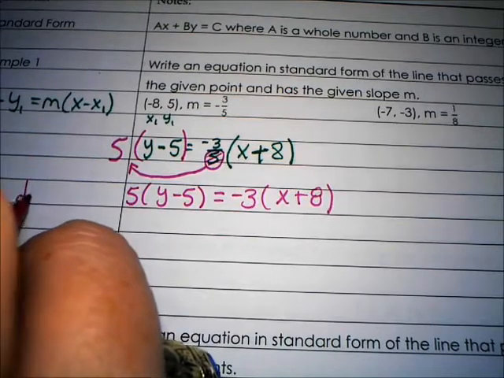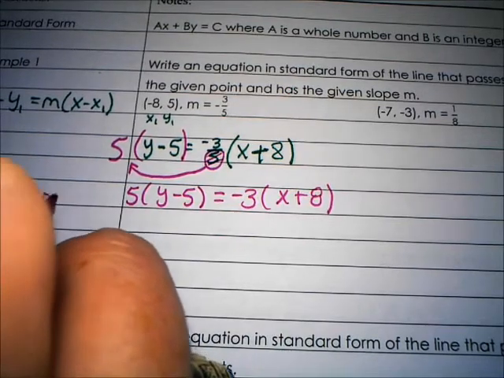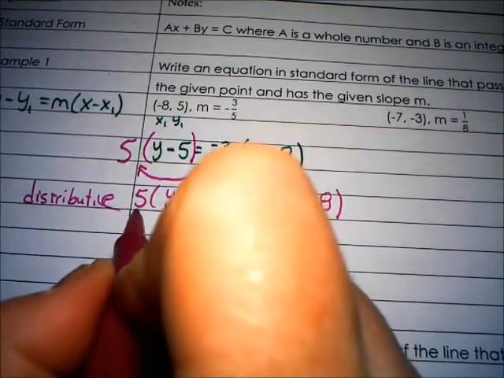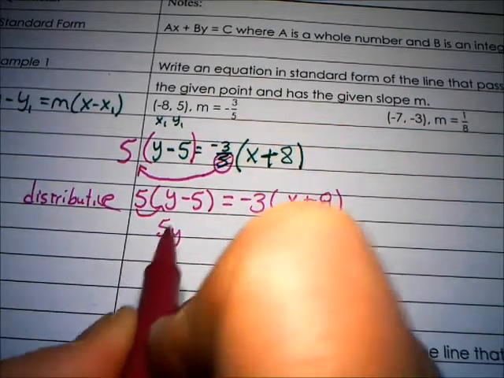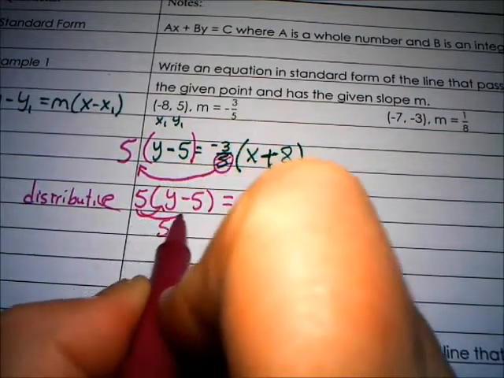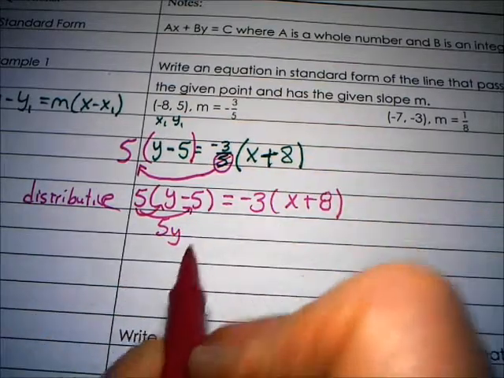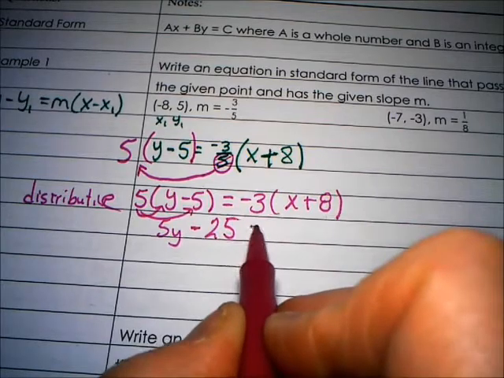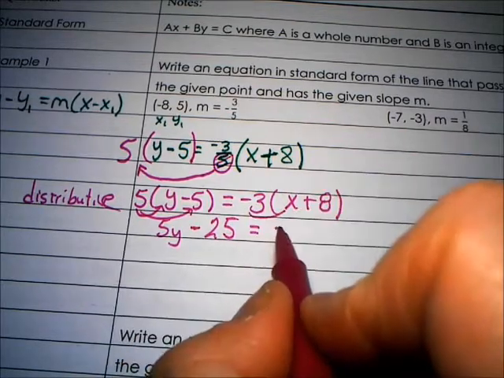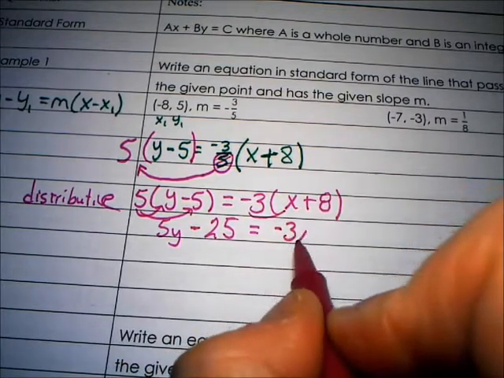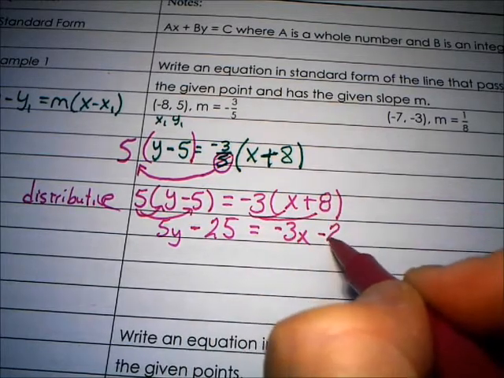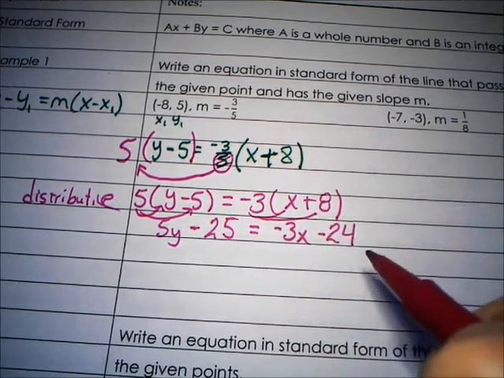Now I need to do the distributive property. That means I'm going to multiply 5 times y, which is 5y, and 5 times a negative 5, which is a negative 25, equals negative 3 times x, which is still negative 3x, and negative 3 times 8 is a negative 24.